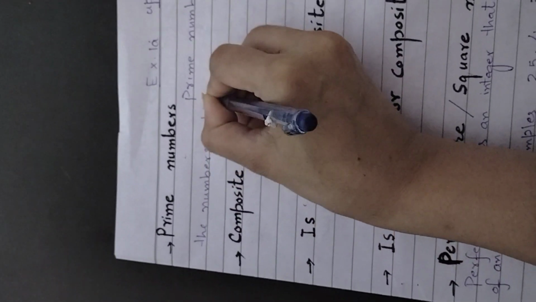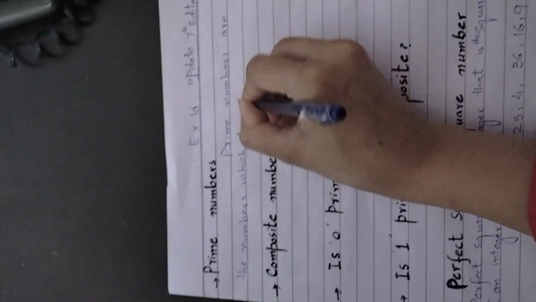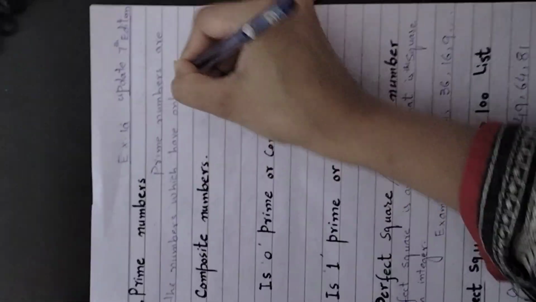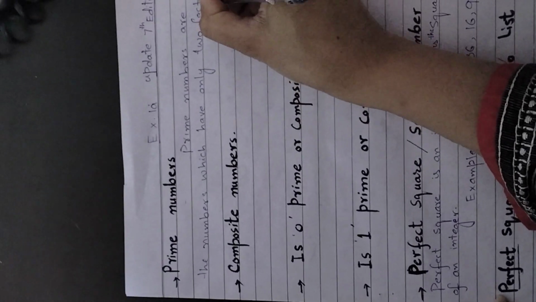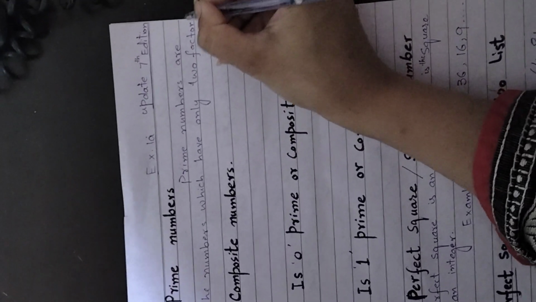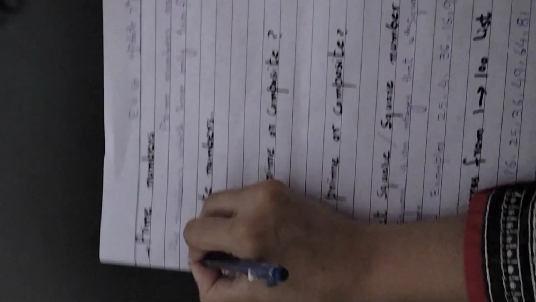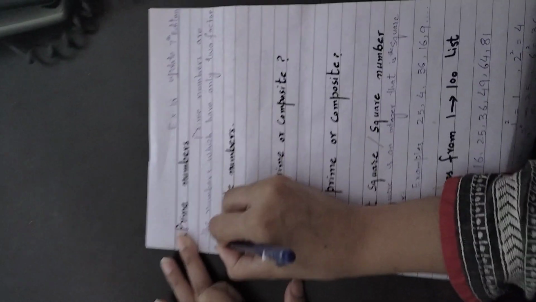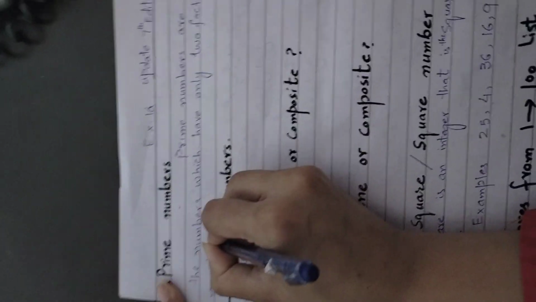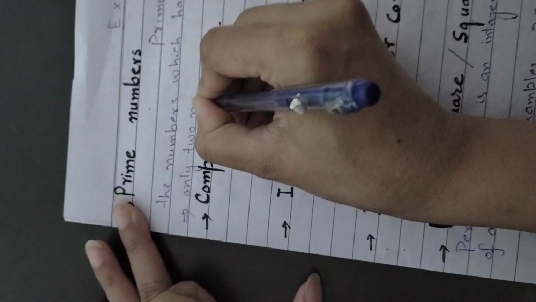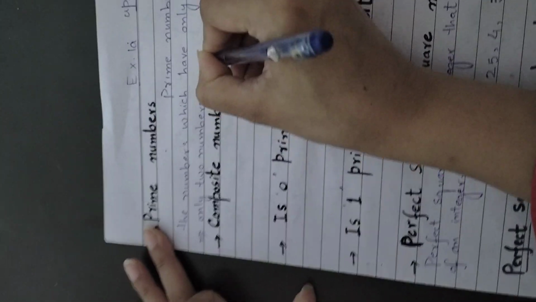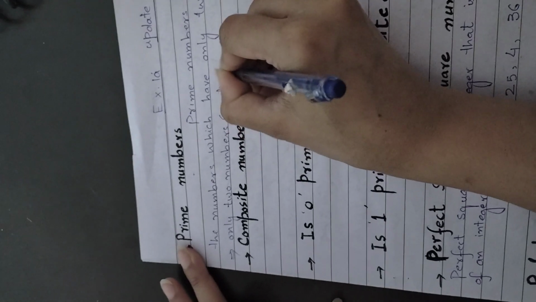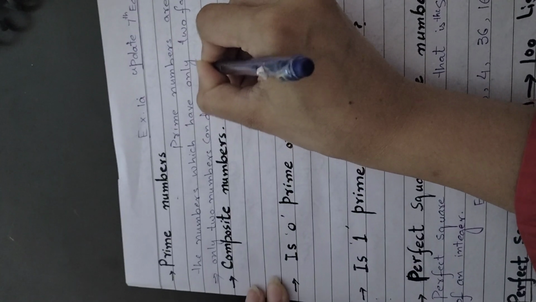which have only two factors, meaning only two numbers can divide prime numbers.